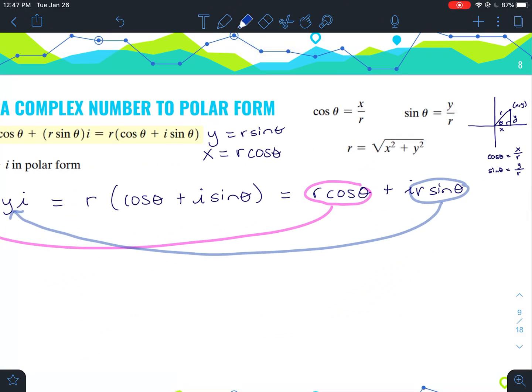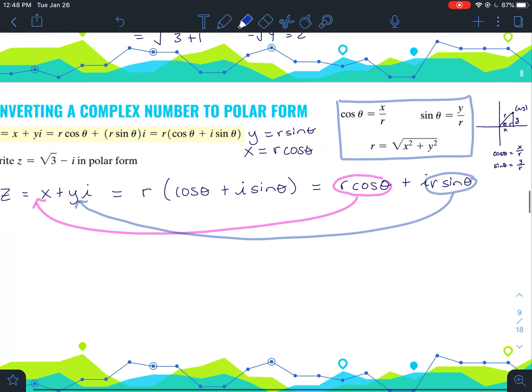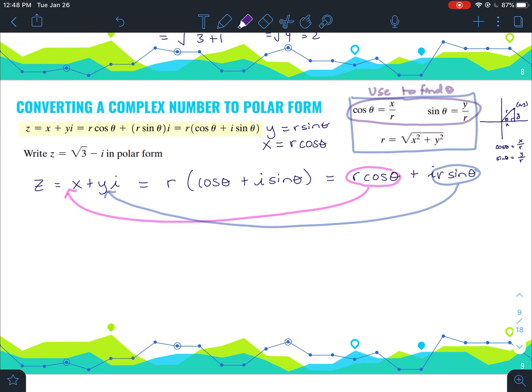And so the formulas that we can use to change from complex form to polar form would be in that box. So cosine theta equals x over r, sine theta equals y over r, and those two allow us to find theta. So we use those to find theta. And then to find r, it's going to be the magnitude of z, or the square root of x squared plus y squared.